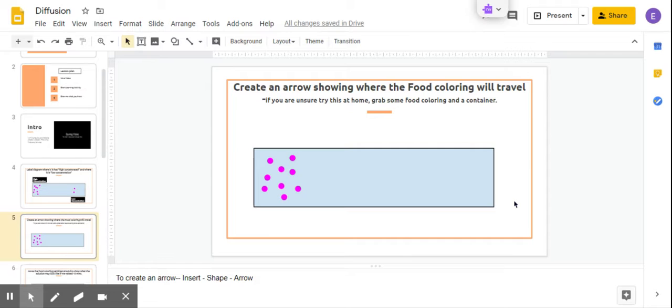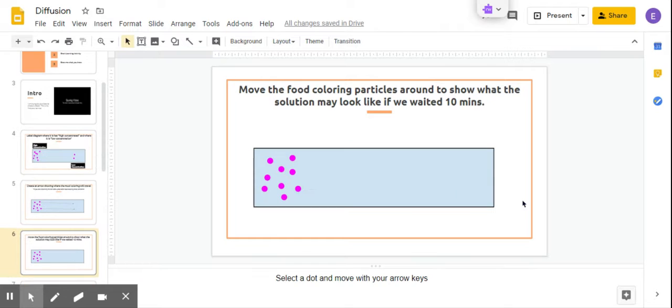Create an arrow showing where the food coloring will travel. Okay, so if we just make an arrow, this is going to start to move in that direction. It's going to start to move across the container. Some of you did more than one, which is great too. So it's going to move across the container and kind of disperse out that way.